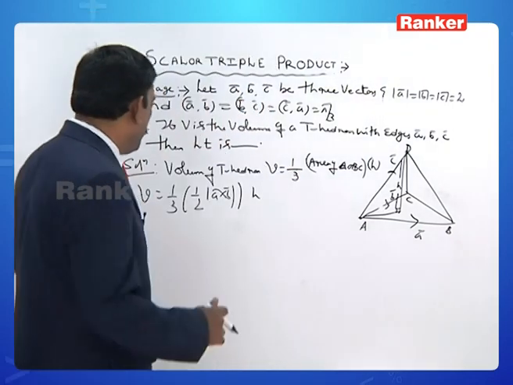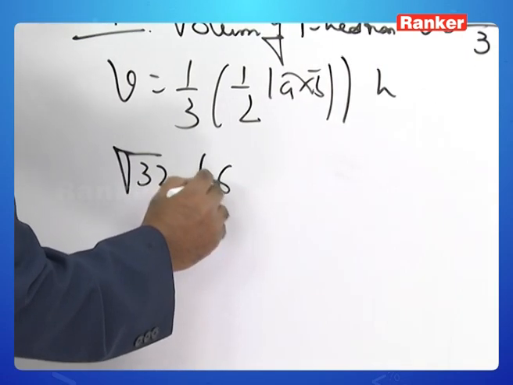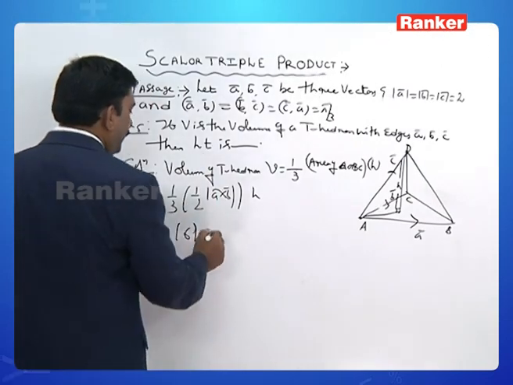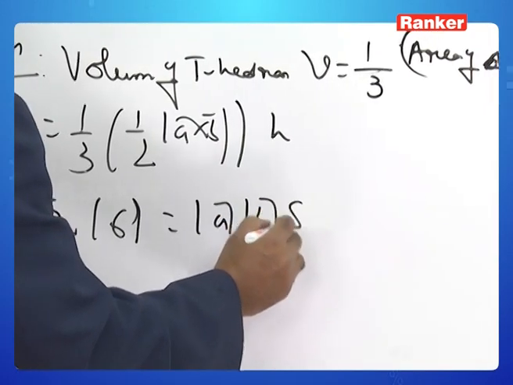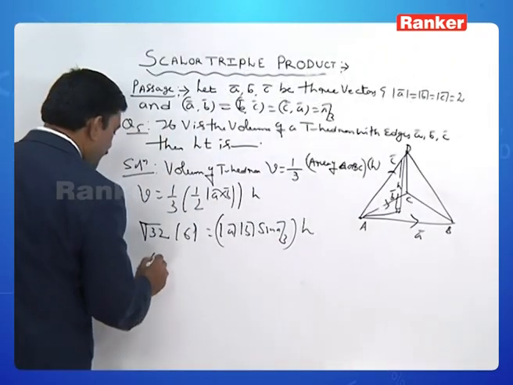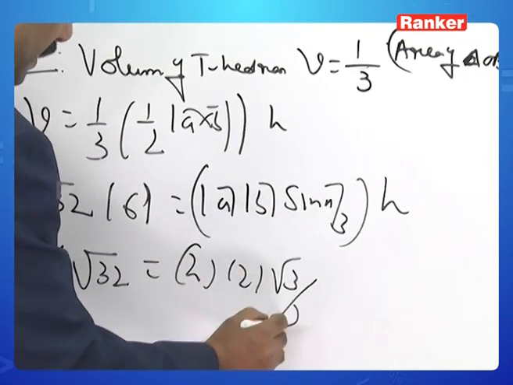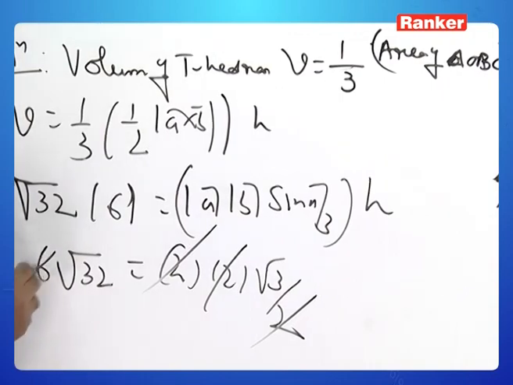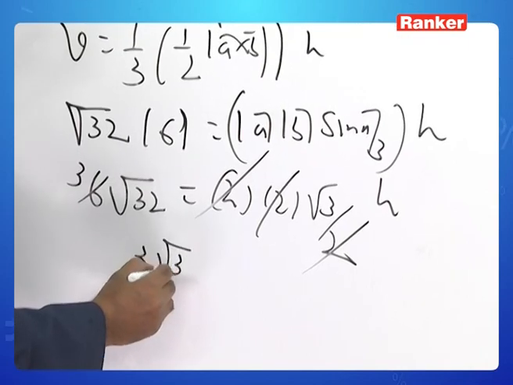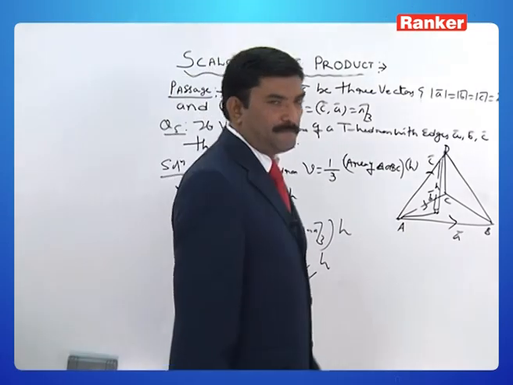Followed? So therefore, I can write V, which is root 32, into 6, cross multiply, 3 into 2, 6, is equal to modulus of A cross B, mod A, mod B, sin pi by 3, as we have calculated earlier, into H. Now 6 root 32 is equal to 2 into root 3 by 2. So therefore 1, 2 get cancelled. Here also it cancels. 3 remains, into what? Height. So therefore now I can write 3 root 32 by root 3 is equal to H. This is nothing but the height.